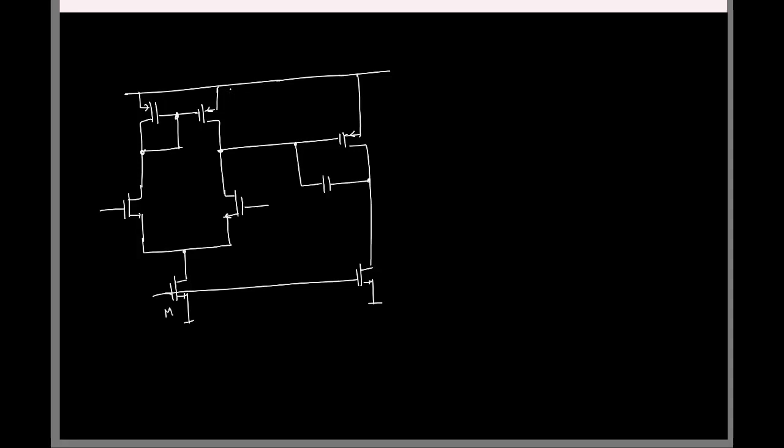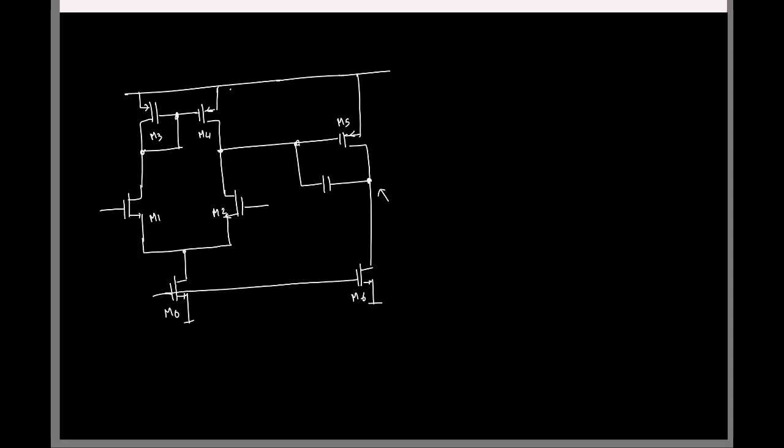So let me quickly label the transistors: M0 to M1, M2, M3, M4. This is M5 and M6. So how is this DC bias set finally? That will be set by the DC negative feedback we'll have around the op-amp finally.